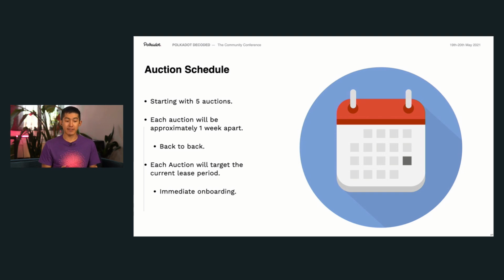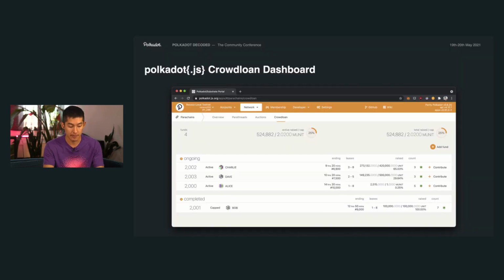The auction schedule, tentatively, we're looking to start with around 5 auctions, each done one at a time, and each 1 week apart. Now, since the auction length itself is 1 week, these auctions will basically be back to back. Each auction will target the current lease period. So as soon as a winner is picked in an auction, you will start seeing that parachain immediately start to onboard, and you basically should have that parachain building blocks that day, which is kind of crazy to think about, how close we are going to be to parachain teams really launching on Kusama.